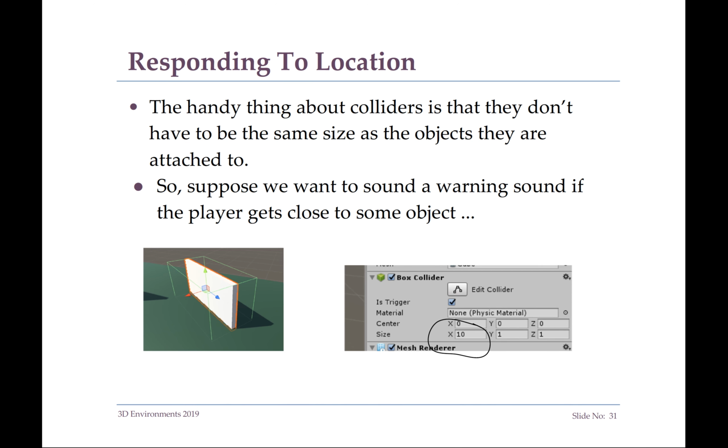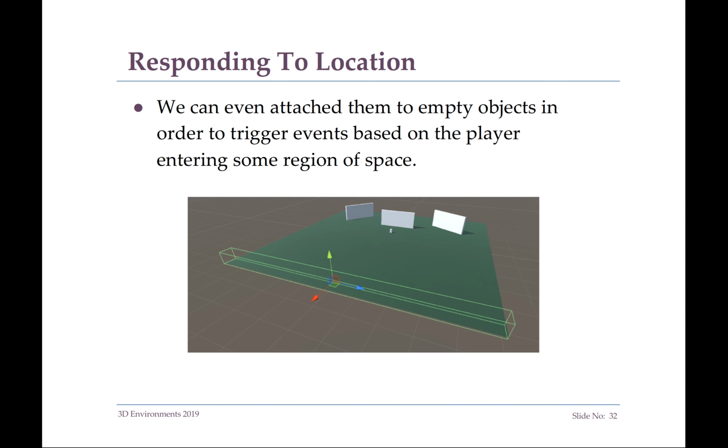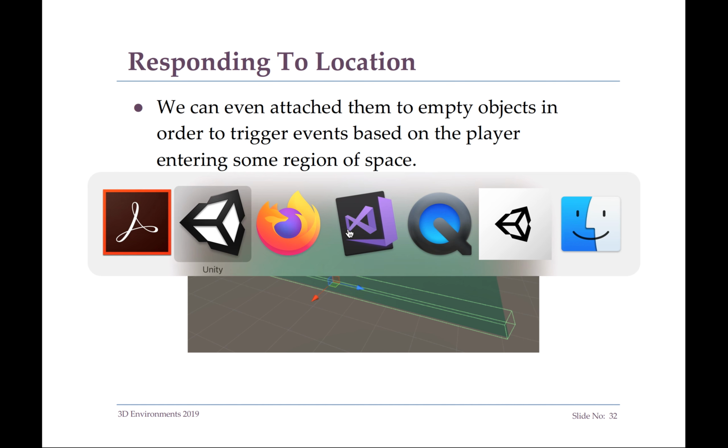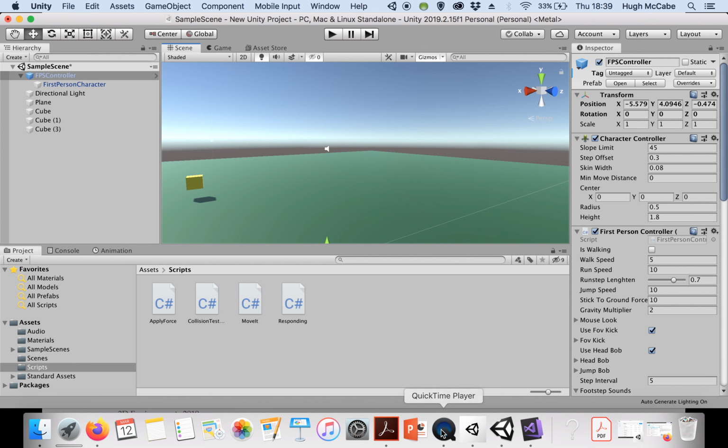They can be spheres and other kinds of shapes as well. In fact, I think they can be pretty much arbitrary meshes if we need that. And they can also be attached to empty objects in order to trigger events based on the player entering some region of space. And essentially an empty object is simply a game object with no mesh attached. And you have pretty much the same effect by just turning off the mesh renderer on the object. So we can trigger things based on locations here as well. Okay, so that's it for that particular part of the lecture.